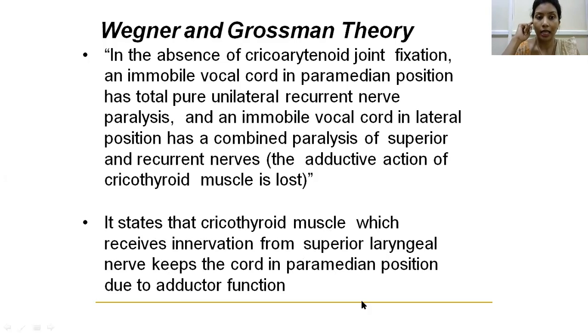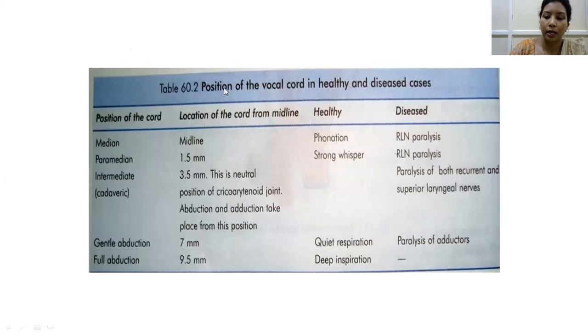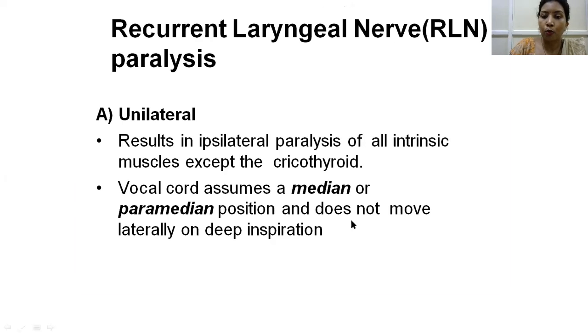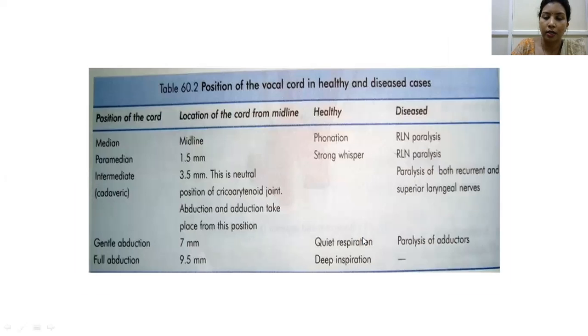But what this theory actually states is that in the absence of a cricoarytenoid joint fixation. Fixation means that the joint is not able to freely rotate on top of each other. So cricoarytenoid joint is more like a rotatory joint. So in the absence of this joint fixation, when there is an immobile vocal cord, we have seen this is immobile. It does not move laterally. On deep inspiration, it is stuck at that particular position.